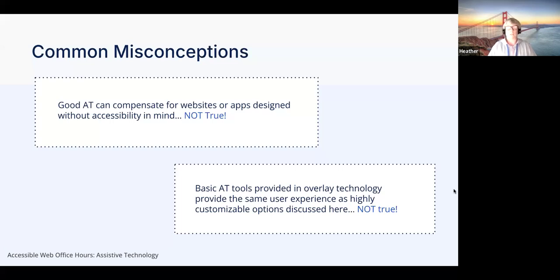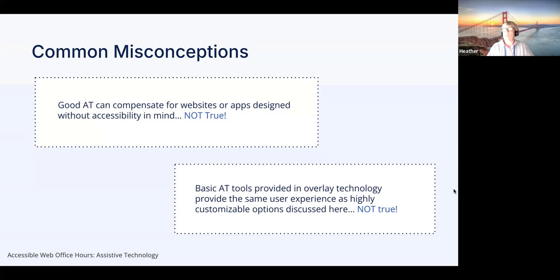I'm going to repeat myself because it's super important and I mentioned it earlier, and that is good AT can compensate for inaccessible content. That is not true. In fact, the assistive technology is what enables users with disabilities to interact with accessible content. So in fact, if your website or your web application or even your social media content isn't designed with accessibility in mind, it's going to remain unavailable to your users of assistive technology.